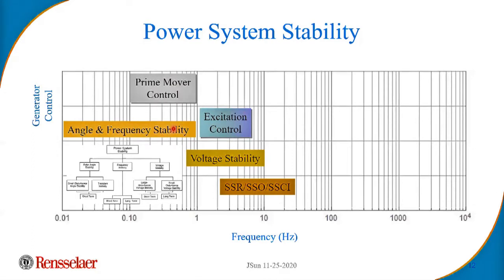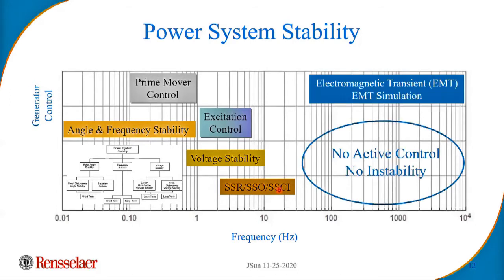These are the two or three most basic stability problems we talk about. But they are limited to a few hertz dynamically because of the limited speed. The highest frequency of phenomena we study in traditional power systems is the so-called SSR, SSO, SSCI: subsynchronous resonance, subsynchronous oscillation, subsynchronous control interaction. So it's all in the subsynchronous frequency range, but maybe close to the fundamental, right? 20, 30 hertz. That's the highest frequency of dynamics that we talk about in power systems.